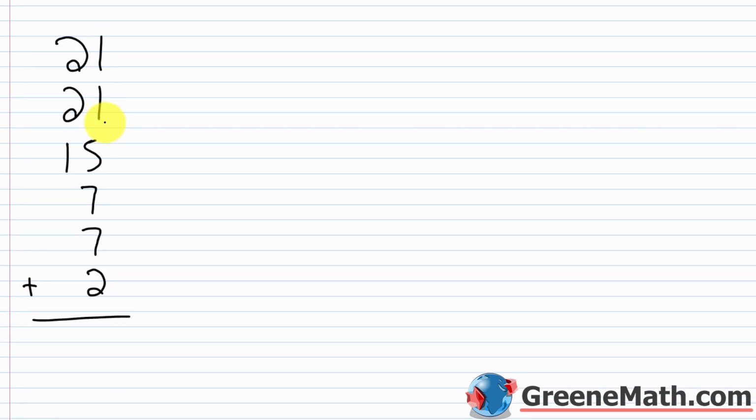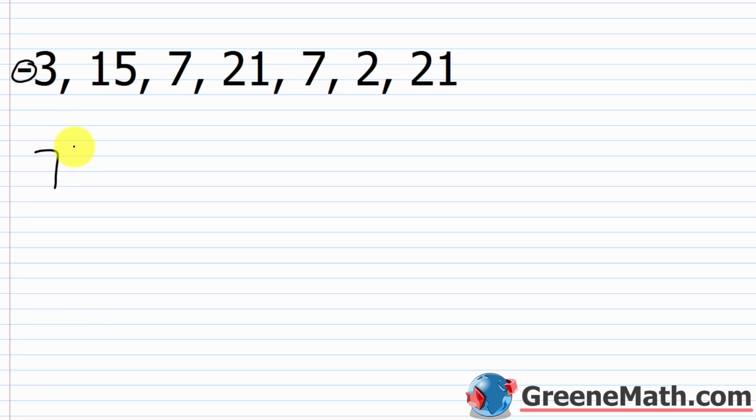So 1 plus 1 is 2, plus 5 is 7, plus 7 again is 14, plus another 7 is 21, plus 2 is 23. Put a 3 down, carry the 2. 2 plus 2 is 4, plus 2 is 6, plus 1 is 7. So that's going to give me 73. So I have 73, and I want to add -3 to that. So this is very easy to do. So 73 plus -3 is the same thing as 73 minus 3. It's 70.